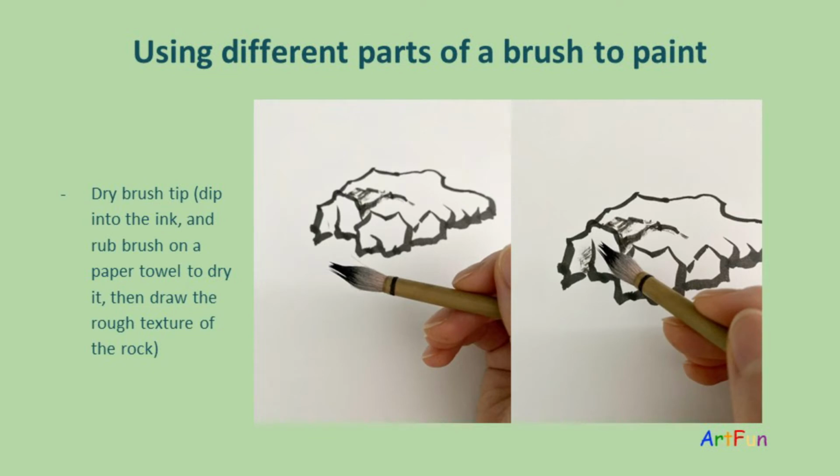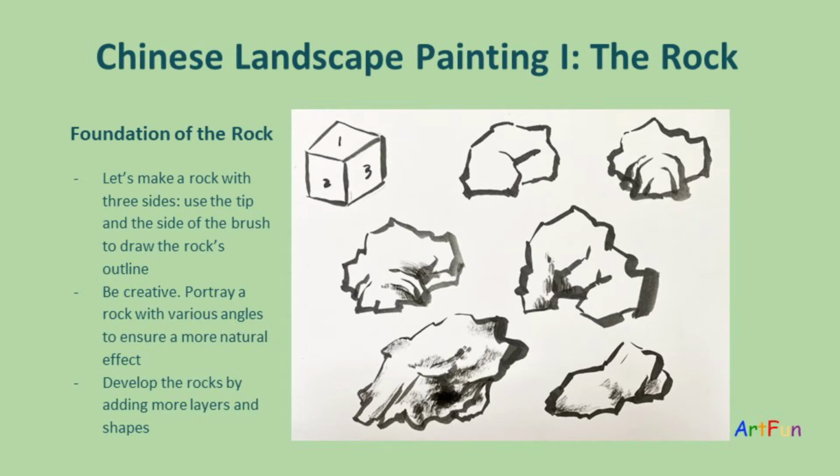Dry brush tip. Dip into the ink and rub the brush on the paper towel to dry it. Then draw the rough texture of a rock. Foundation of the rock. Let's make a rock with 3 sides.